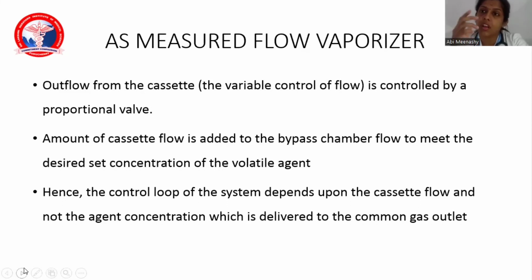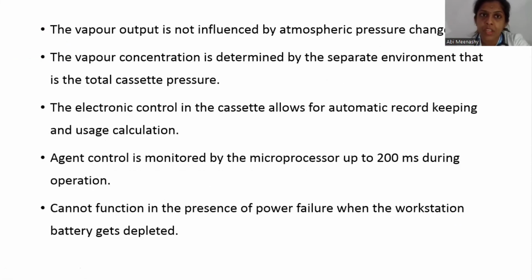The control loop is that the anesthesia machine will decide the fresh gas flow and the volatile agent concentration according to whatever concentration is set. So the control loop of the system depends upon the cassette flow and not the agent concentration which is delivered to the common gas outlet. We will set everything accordingly, and it will deliver the gas. The vapor output is not influenced by atmospheric pressure changes. Vapor output concentration is determined by a separate parameter, that is the total cassette pressure, which is the back pressure that is required to help the flow of fresh gas.